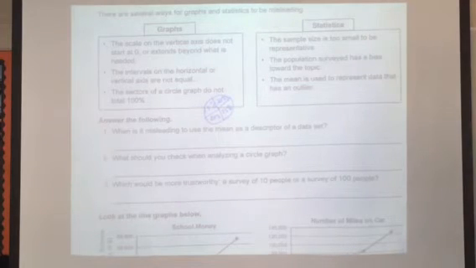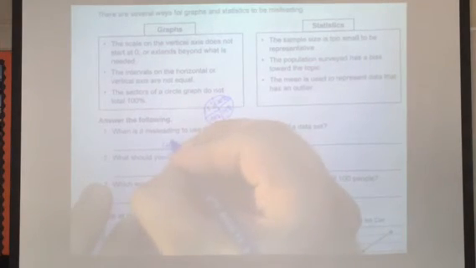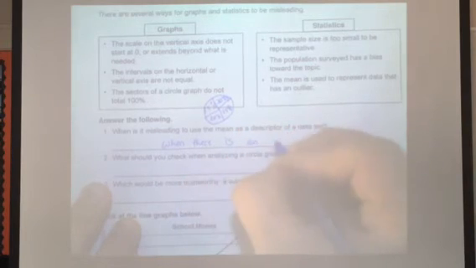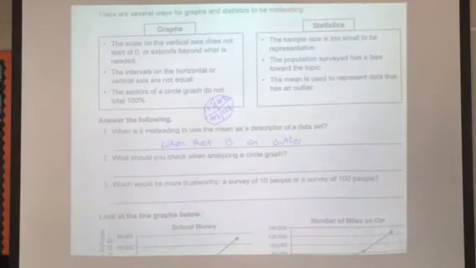So number 1 says, when is it misleading to use the mean as a descriptor of a data set? Hopefully you're thinking bottom right of your stats. That the mean, when there is an outlier, that would be misleading.